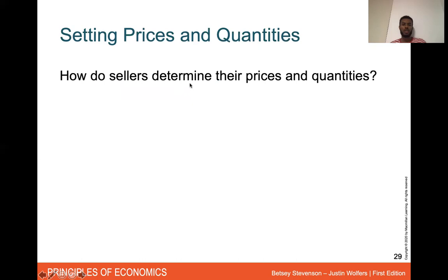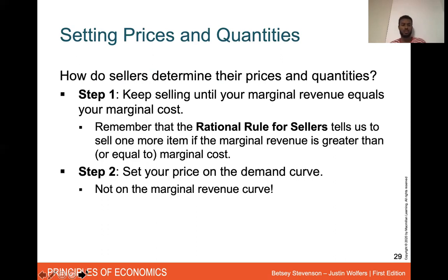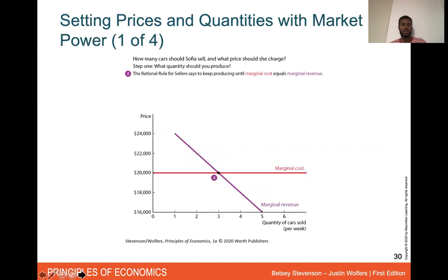So how do sellers determine their prices and quantities? Step one, keep selling until your marginal revenue equals your marginal cost. Remember that the rational rule for sellers tells us to sell one more item if the marginal revenue is greater than or equal to marginal cost. So they just keep selling until they reach their marginal cost. And then step two, set your price on the demand curve, not on the marginal revenue curve.